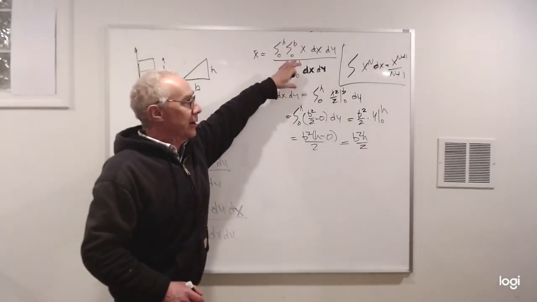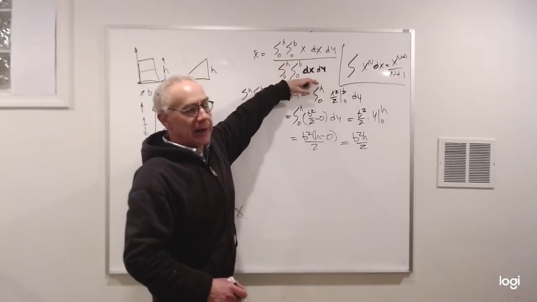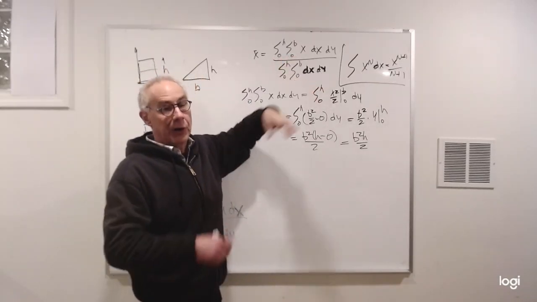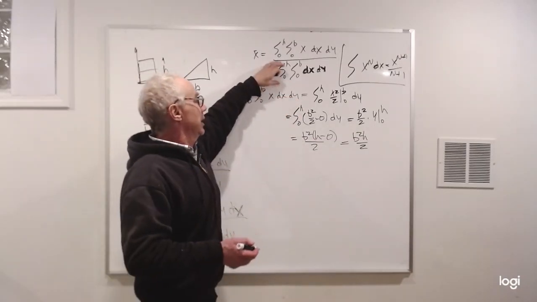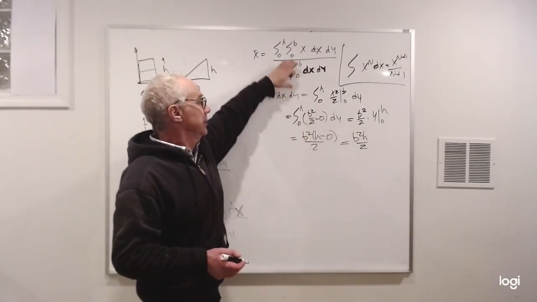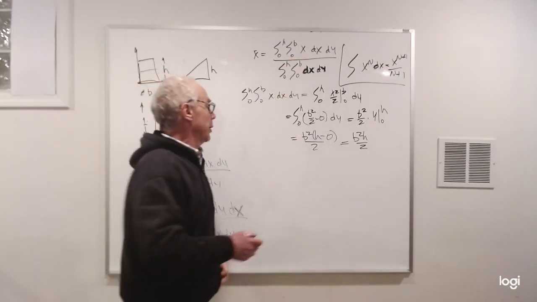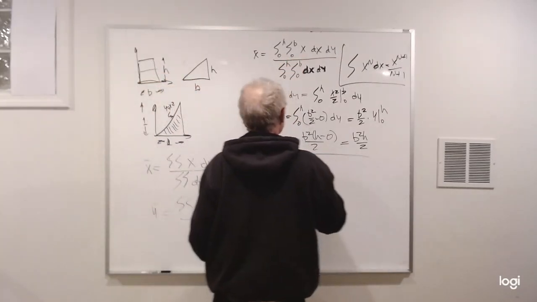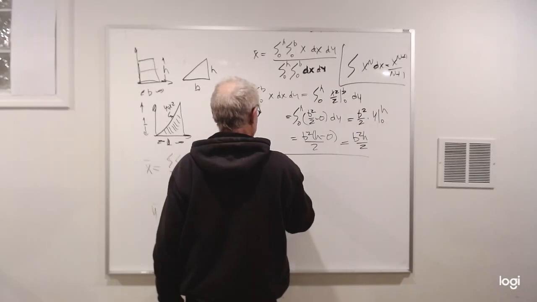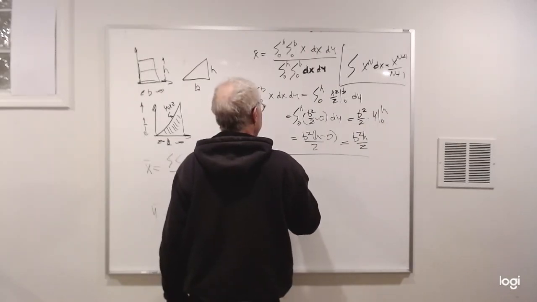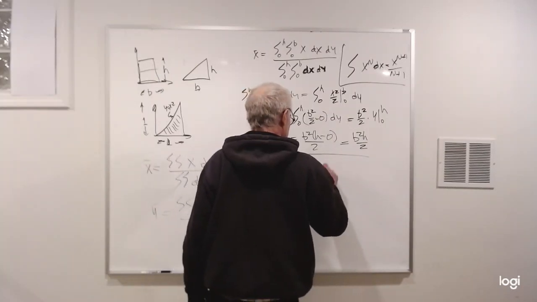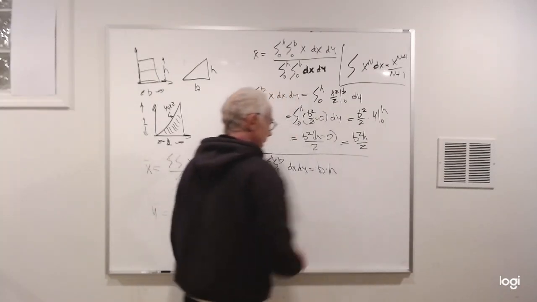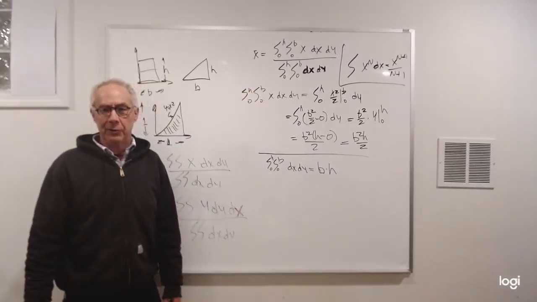The denominator is just, if you look at it, you should understand that it's just the area. We know the area of a rectangle. And if you see how this one's evaluated, you should be able to do this one as well. So I'm not going to go through the process. I will tell you that that integral equals b times h, just the area of the rectangle.